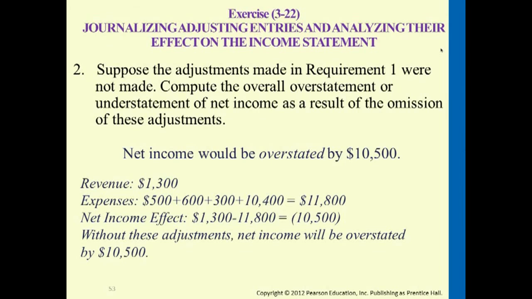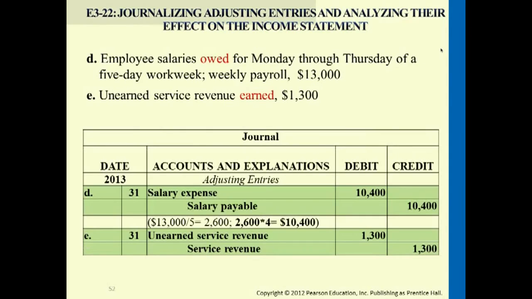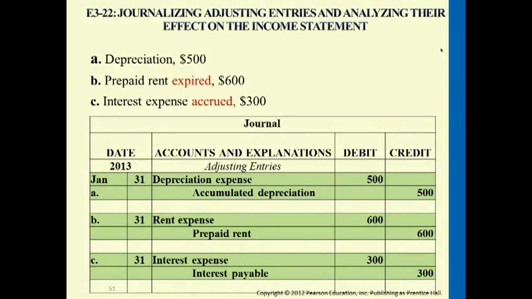Okay, this question is only asking about the income statement effect, the net income effects. If it were asking about asset effects or liability effects, you'd go over these entries to see which ones relate to assets. For example, prepaid rent relates to assets. Without this journal entry, prepaid rent will be too high. It should be $600 less.